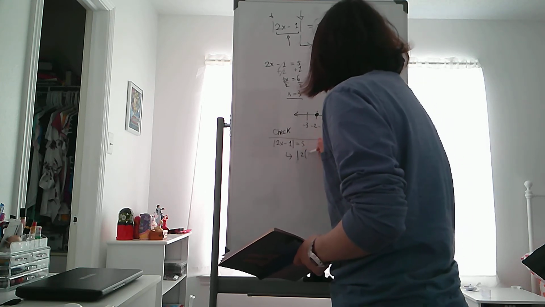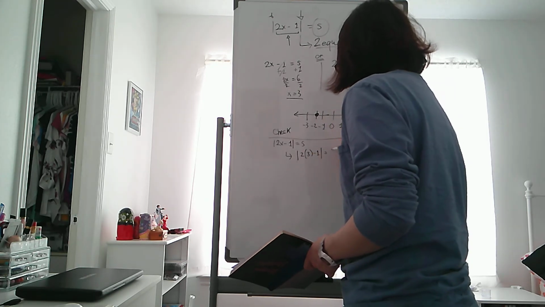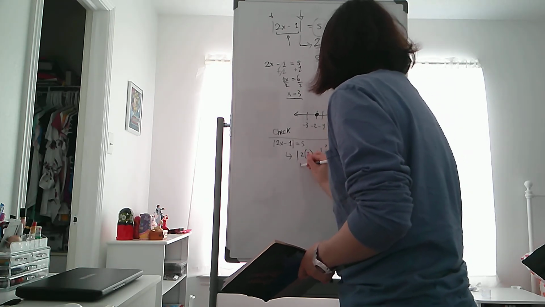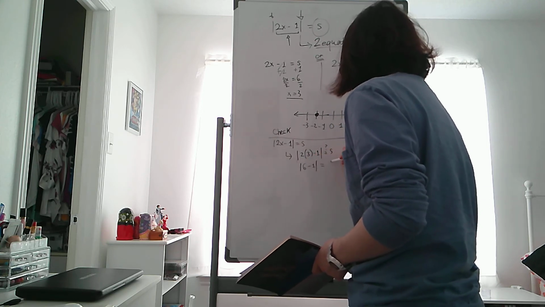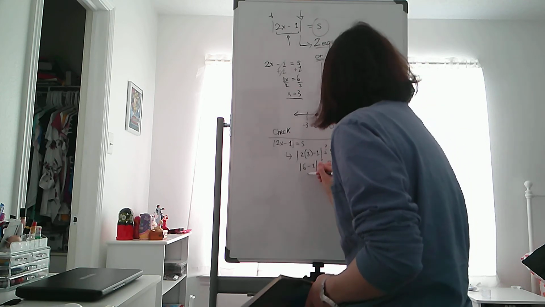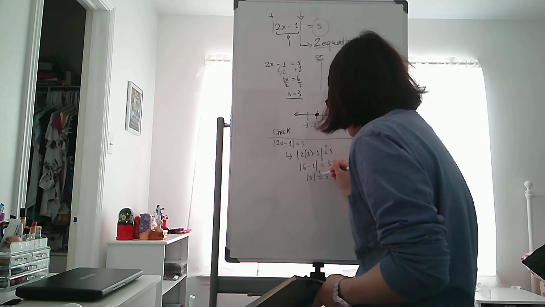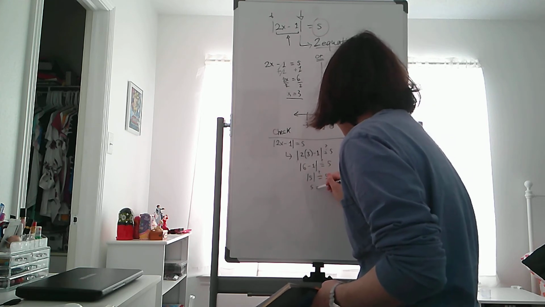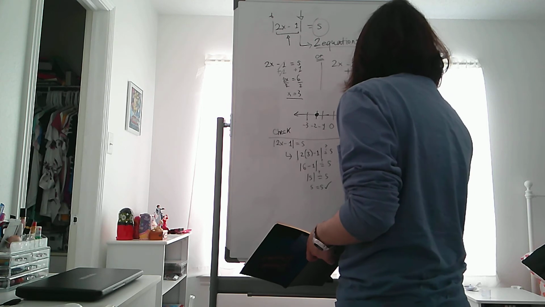Does the absolute value of 2 times 3 minus 1 equal 5? Well, we've got 6 minus 1. Remember, still in absolute value. The absolute value of 5, is that 5? Remember, this is positive 5. 5 equals 5. So that's good. Right? What about for the other solution?